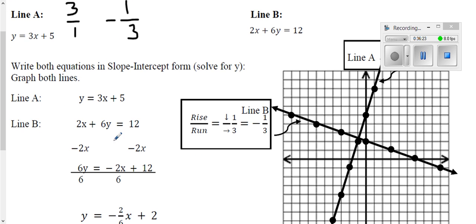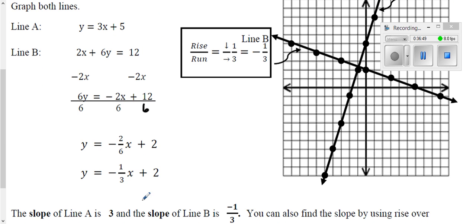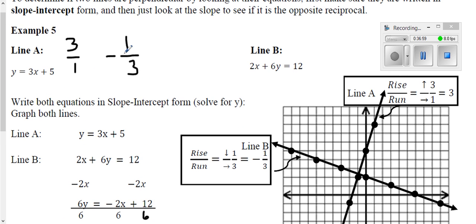The second line is not in slope-intercept form, so you can see the steps for solving it. We're going to get rid of the x's first, -2x to both sides. That leaves us 6y equals -2x plus 12. Then we're going to divide everything by 6. 6y divided by 6 is y. Here's the -2/6 x. 12 divided by 6 is 2. And then this reduces to -1/3 x. And our slope right here, -1/3, was what we were looking for.